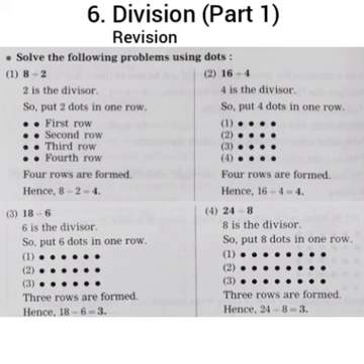In third row, 6 dots. Total are 18 dots. 3 rows are formed. Hence, 18 divided by 6 is equal to 3.